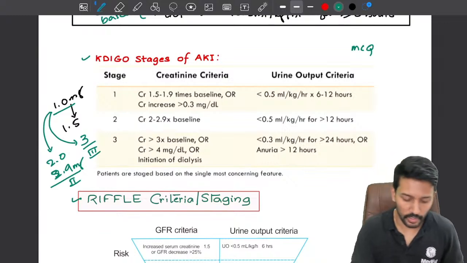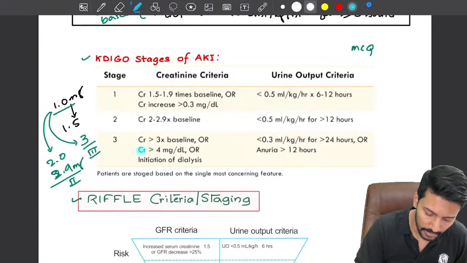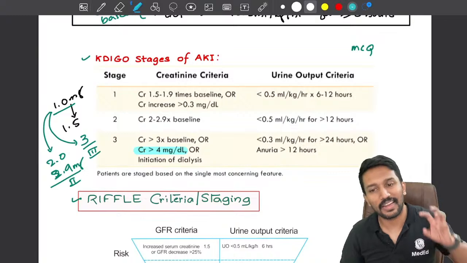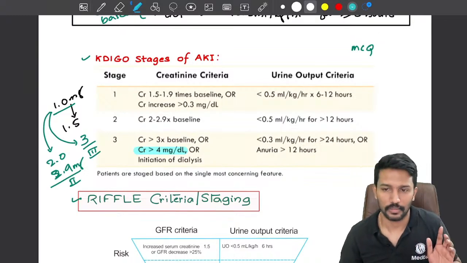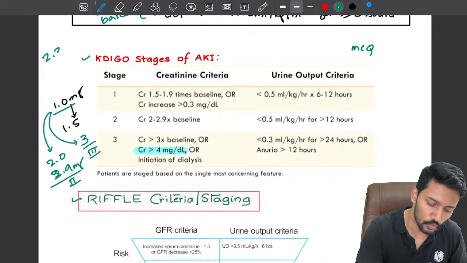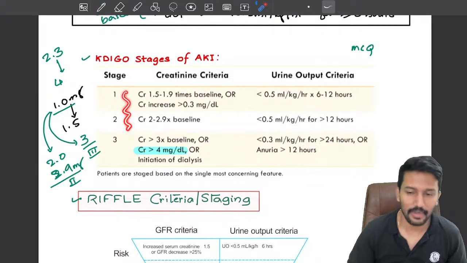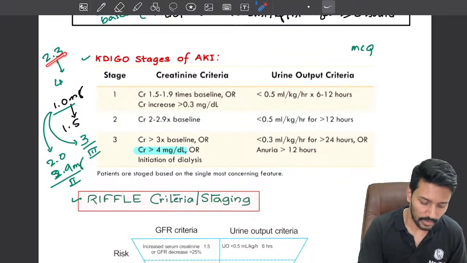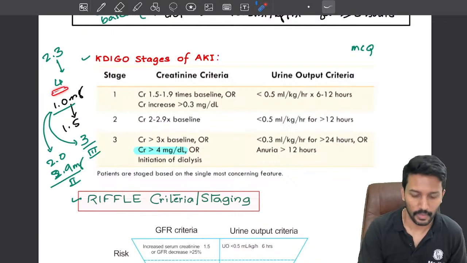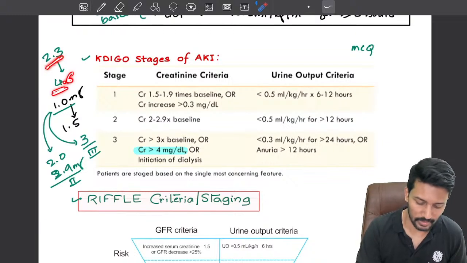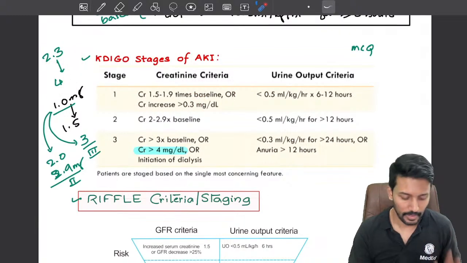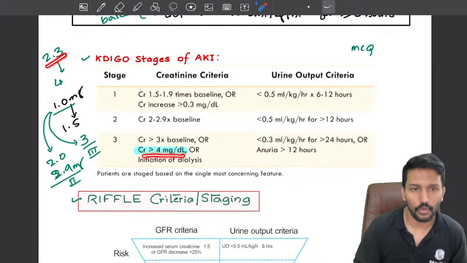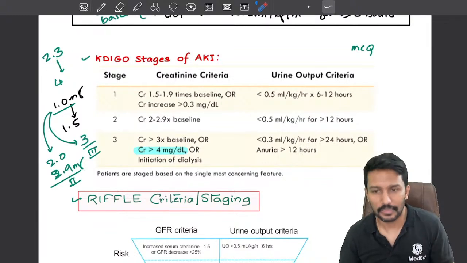There are 2 important parameters to remember here. If the creatinine is more than 4 milligrams per deciliter, regardless of the starting point, it will be called stage 3. Let me say there is a patient whose starting creatinine was 2.3. From 2.3 it has become 4, right? If you just follow the basic criteria, 2.3 has not become 2 times the baseline, as 2 times the baseline would be 4.6. So it is not even stage 2; I would call it stage 1 if I go by that definition. But if any value reaches more than 4, it would be considered stage 3, right?